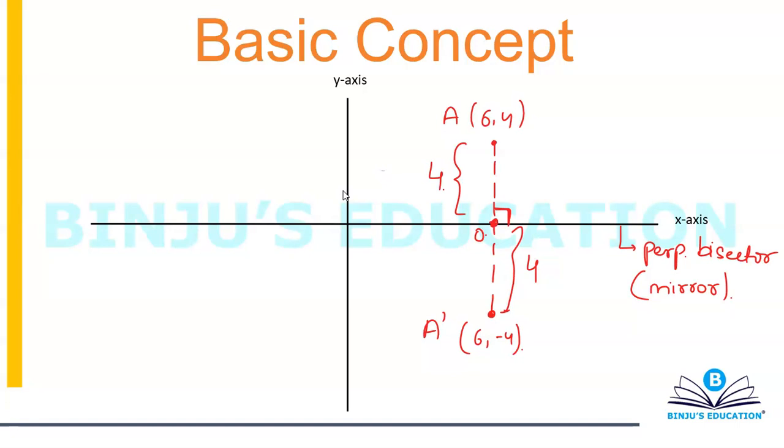Hence the term bisector. So perpendicular and bisector gives you perpendicular bisector. The correct terminology that they'll be using in the exam will not be the mirror image. They'll be using this term, perpendicular bisector. So the x-axis is the perpendicular bisector of AA dash.